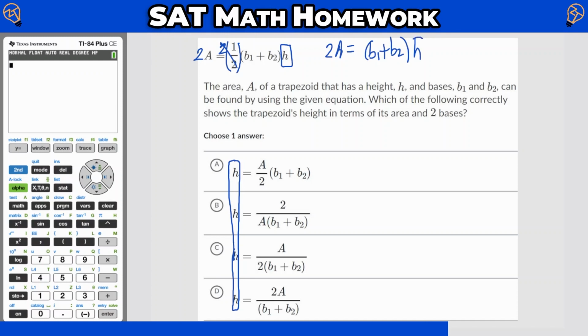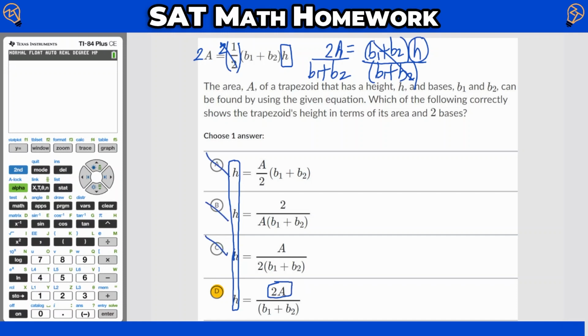So instead, if I want to get h by itself, we just got to think, well, how do I undo multiplying by that quantity? Well, I'm going to go ahead and divide by that quantity on both sides of the equal sign. And when I do so, notice I have the 2a up top, which only matches with D, and I have the b1 plus b2 in the denominator, and so the correct answer is D.